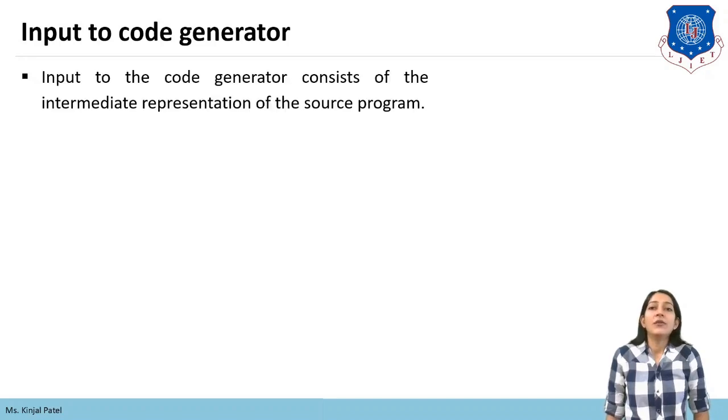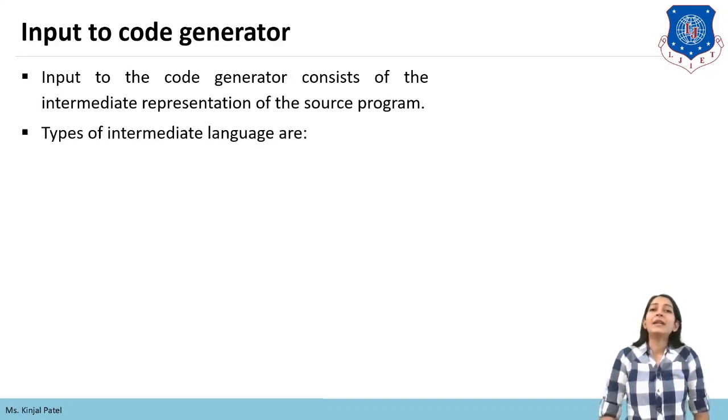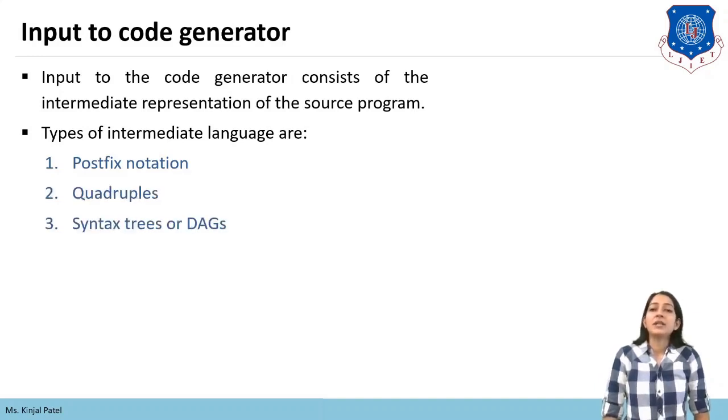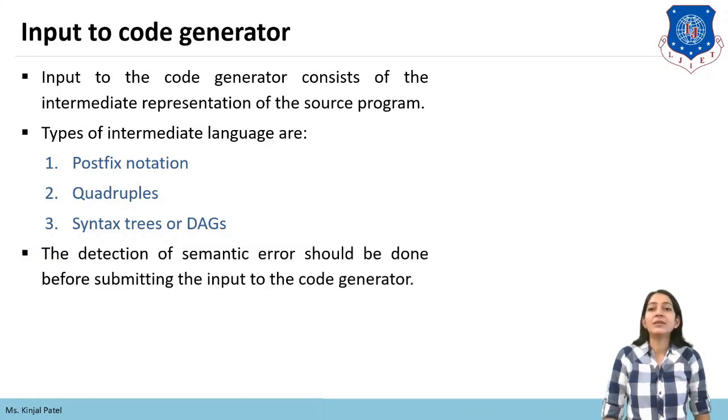So the first issue is input to the code generation. Now we pass the intermediate representation to the code generation phase, and it generates the optimized code, it generates the assembly code or machine code from that optimized code. So input to the code generation consists of intermediate representation of the source program. Types of intermediate language are postfix notation, quadruples, syntax tree or DAG. DAG means the compact form of syntax tree.